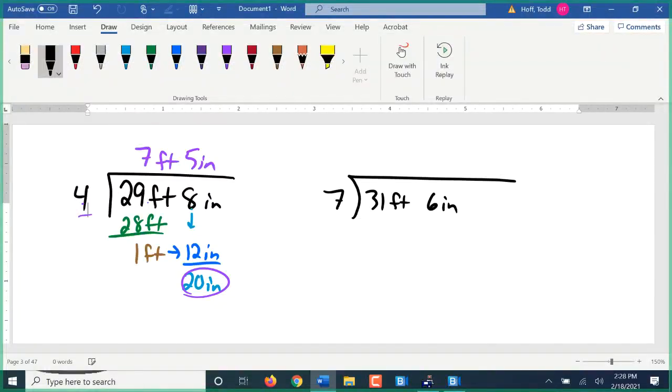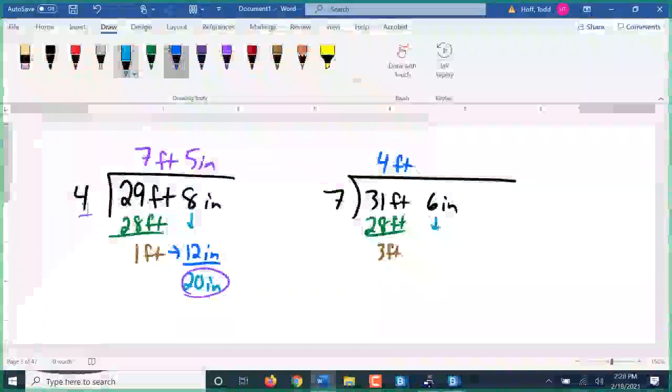I might have 31 feet 6 inches. Now I divide that into 7 equal pieces. Well, 7 goes into 31 4 times. That's 4 feet. 4 feet times 7 is 28 feet. We subtract 31 minus 28. There's 3 feet left over.